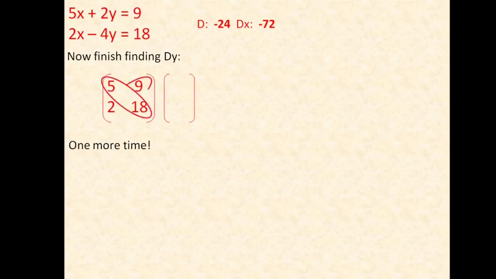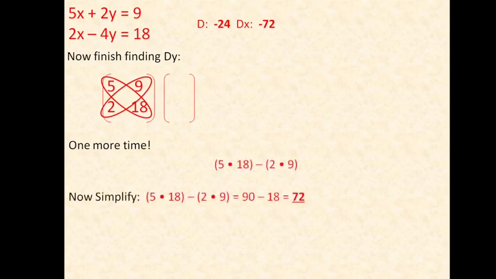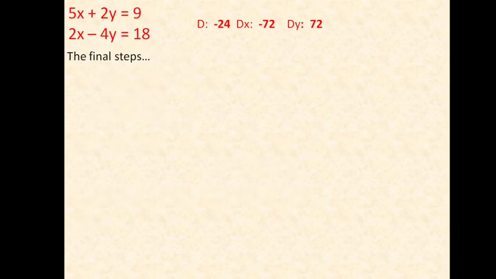Same procedure you will follow to find the value of dy, that is 15 into 18 will multiply together, 9 and 2 will multiply together. So the value of dy is 72. Now we have three values, d, dx, dy. It's time to calculate the final values of x and y by using Cramer's rule.